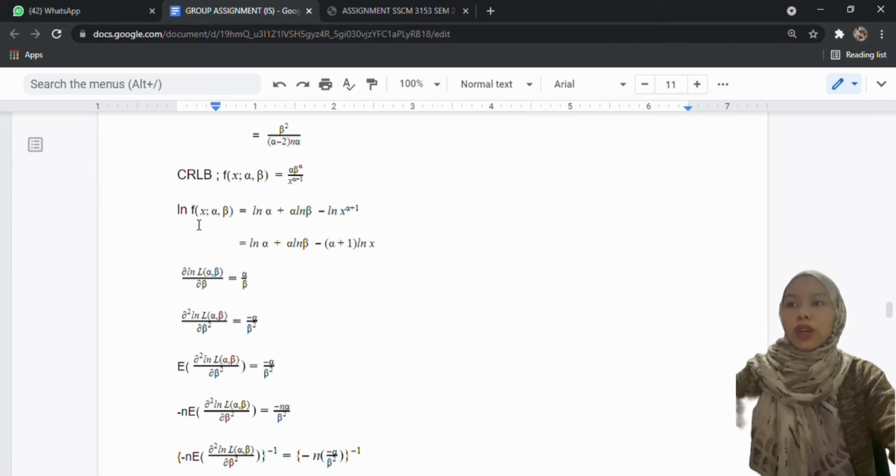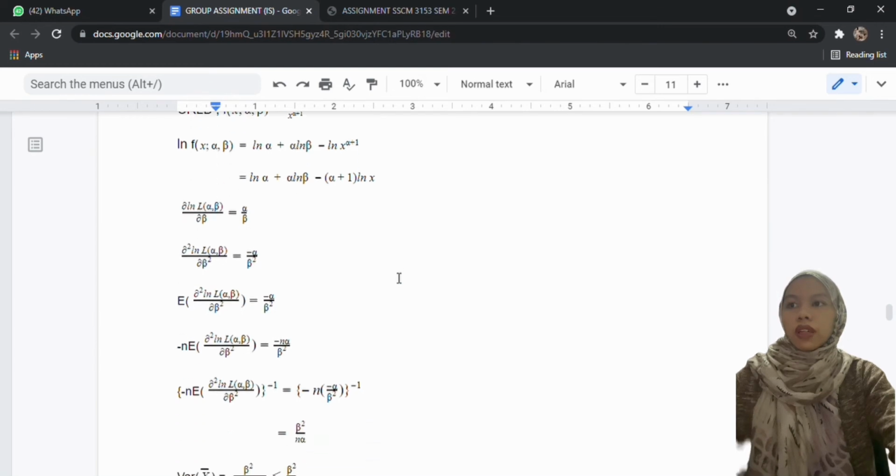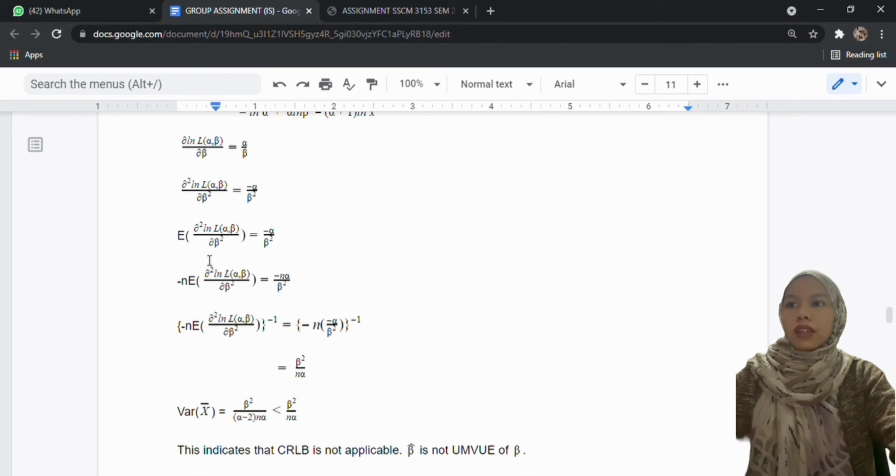We need to add ln f(x; alpha, beta), so we have it here, and then we differentiate it. We have alpha over beta. We differentiate it again. We have negative alpha over beta squared. So we add the expectation. We have the same thing actually, because we don't have x in this equation, so we will still have negative alpha over beta squared, and then we add negative n. We have negative n alpha over beta squared.